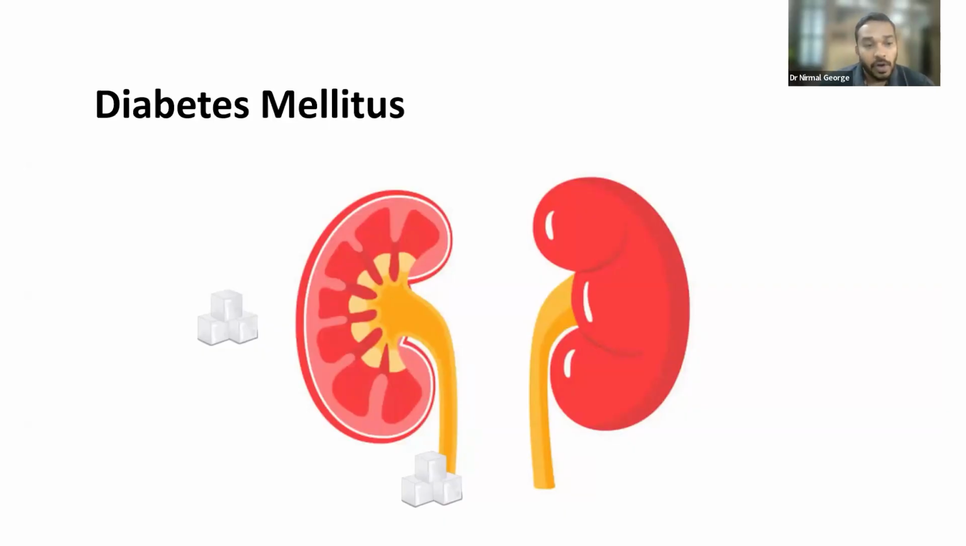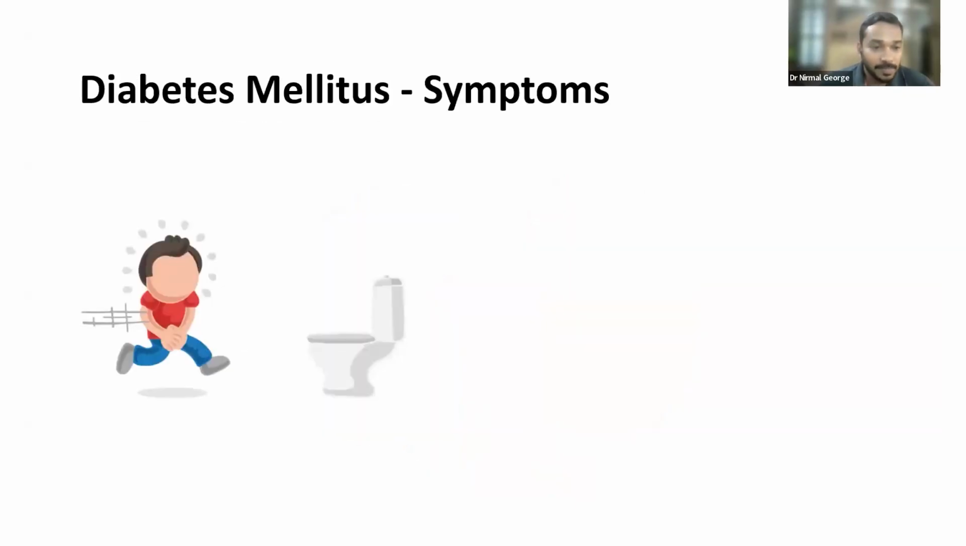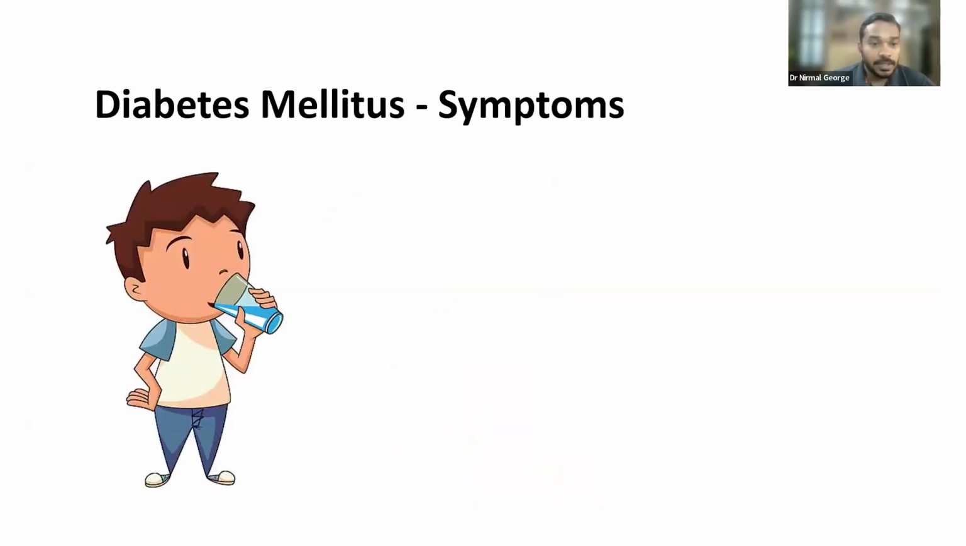Since glucose is an osmotically active substance, it will draw water along with it. So more glucose is excreted through the urine and water is also going along with it. So this will result in one of the symptoms of diabetes mellitus, that is polyuria. And since the person is losing a lot of water through the urine, he will also feel thirsty. So that will result in the second symptom of diabetes mellitus, that is polydipsia, increased thirst.